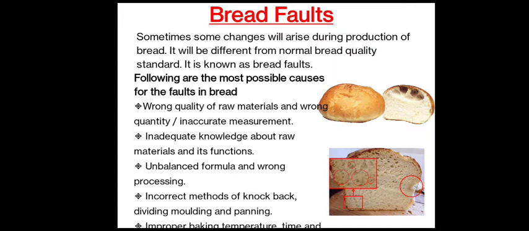Next is bread fault. Sometimes some changes arise during production of bread. It will be different from the normal bread quality standard. This is also called bread fault. Following are the most possible causes of bread faults. First cause is wrong quality of raw material used in bread making, and inaccurate measurement of ingredients. Inadequate knowledge about raw material and its functions. Unbalanced formula and wrong processing procedure used. Incorrect method of knockback, dividing, molding, and panning.